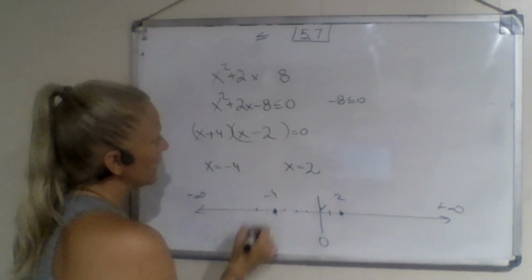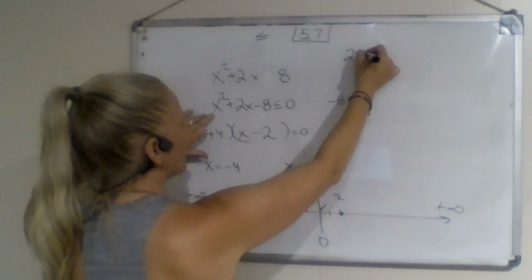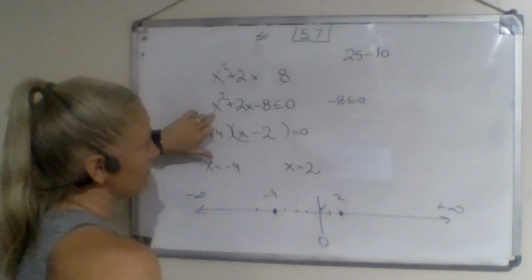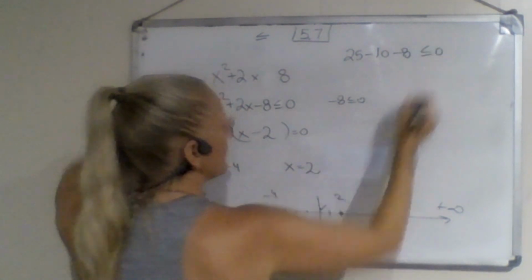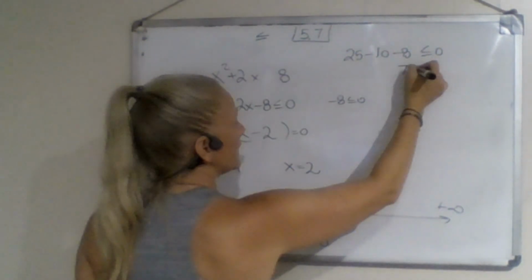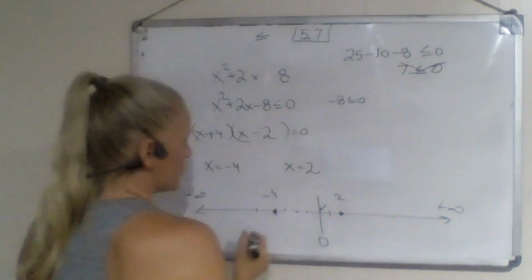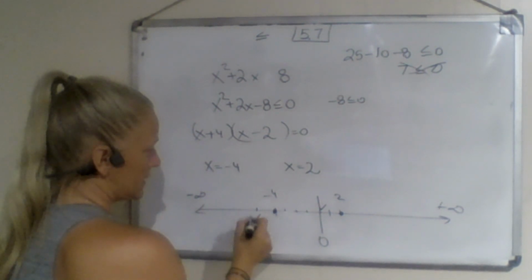I can pick negative 5. Negative 5 squared gives me 25, minus 10, 2 times negative 5 being negative 10, minus 8. It has to be less than or equal to 0. By now, you should know this does not work. This is 7. It is not less than or equal to 0. So this is not a solution. This is a solution. This is not a solution.